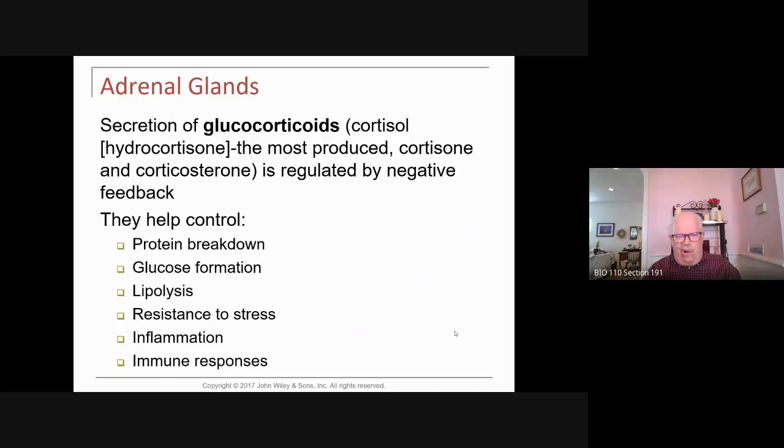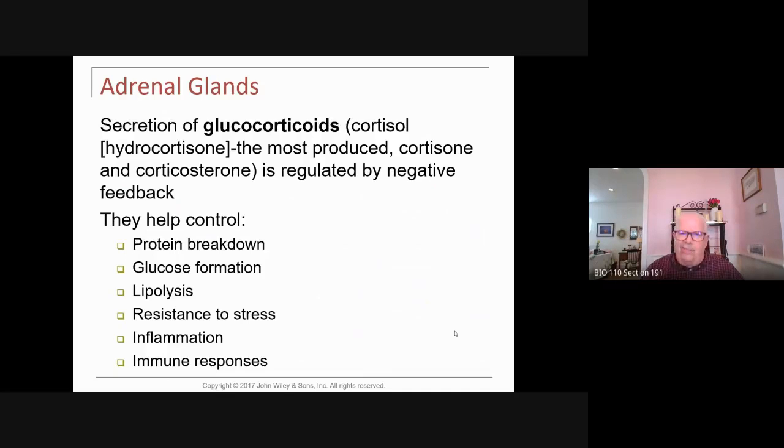And these are important in breaking down protein, making glucose, breaking down fat, giving you a resistance to stress, giving you the ability to have immunity and develop the inflammatory response.